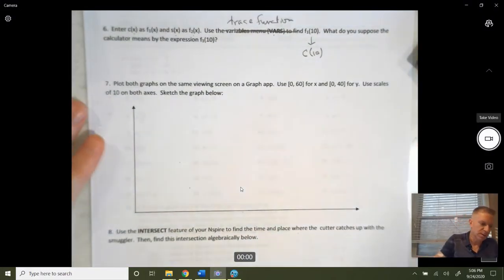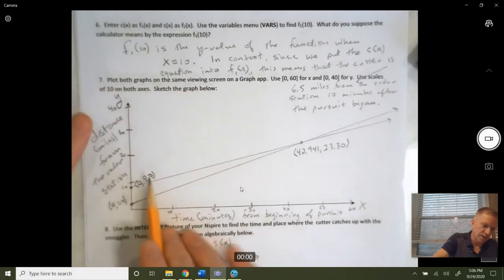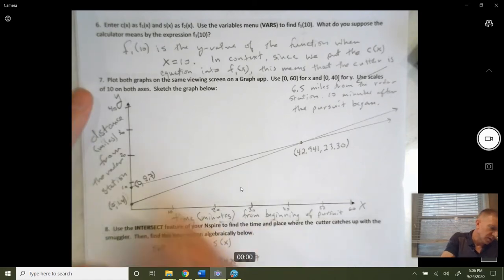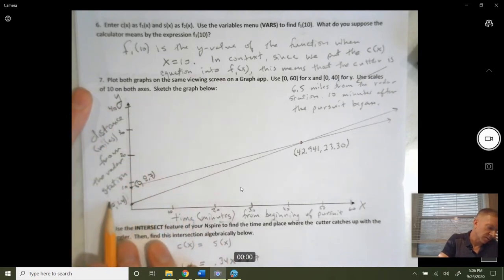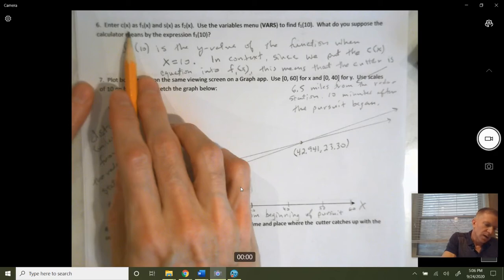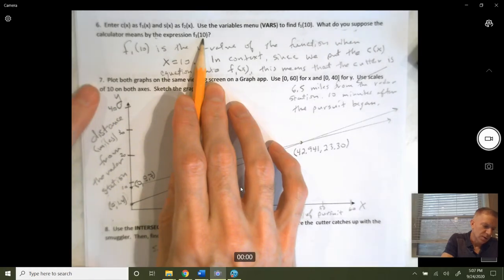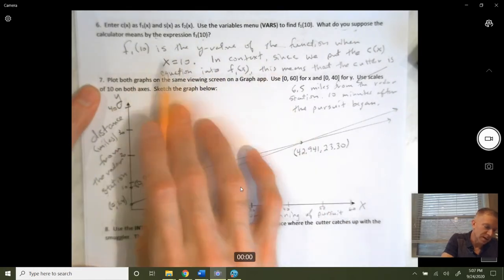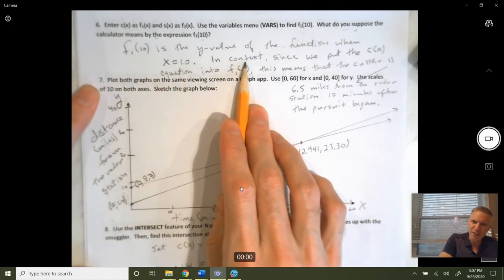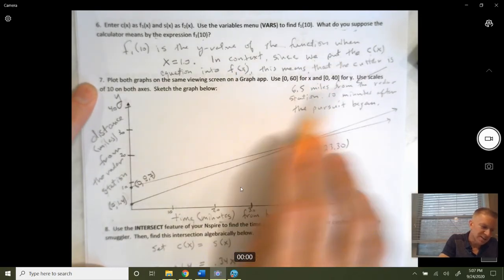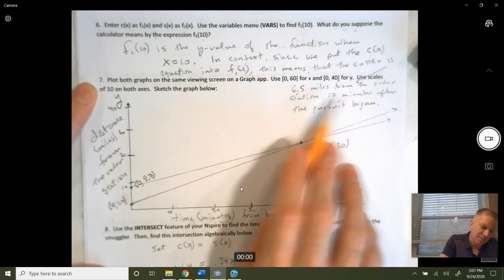Now I've already done this part here where I've graphed it. So this is what your graph is going to look like. I labeled these going up by tens, labeled these going up by tens. I've labeled time in minutes from the beginning of the pursuit. You want to be as descriptive as possible. This is the y-axis, the distance in miles from the radar station. Okay, it does ask up here, what do you suppose the calculator means by this expression f1 of 10? Well, f1 of 10 is the y value of the function when x is 10. In the context of this problem, we've kind of already defined it. Since we put the c of x equation into f1 of x, this means that the cutter is 6.5 miles from the radar station, 10 minutes after the pursuit began.